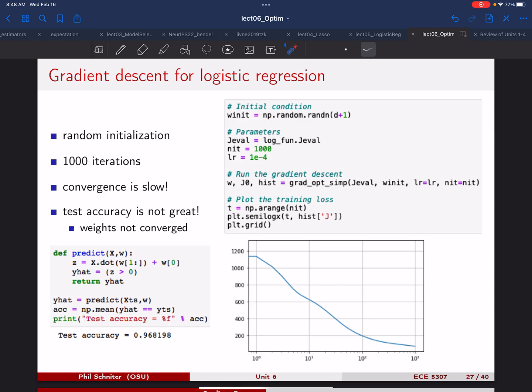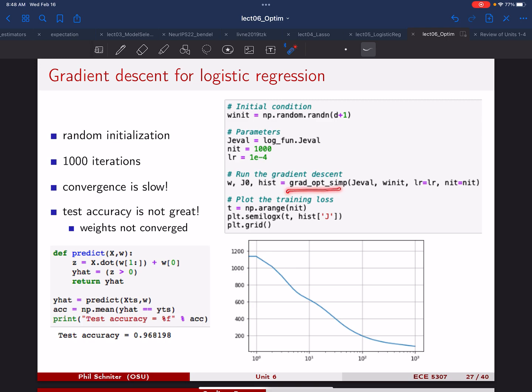All right, so let's take a look. What happens with logistic regression? As I described earlier, it's typical to use a random initialization, so we're just going to use zero mean Gaussian unit variance parameters. We're going to rename this logfung.jeval to jeval, and then this is optional, just so that we pass it in here as jeval. We're going to set our number of iterations and our learning rate, pass them in here.